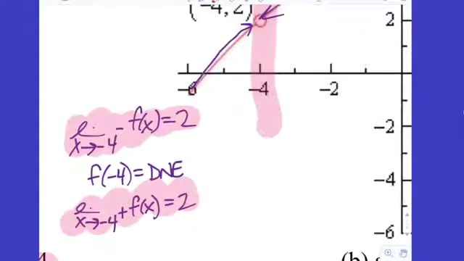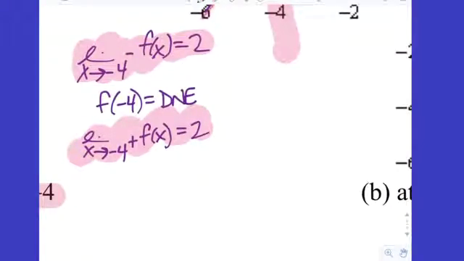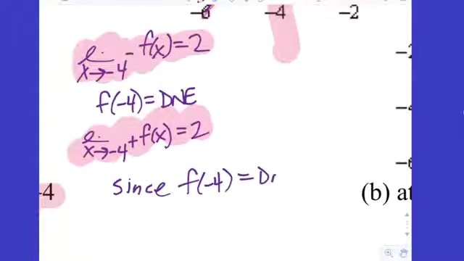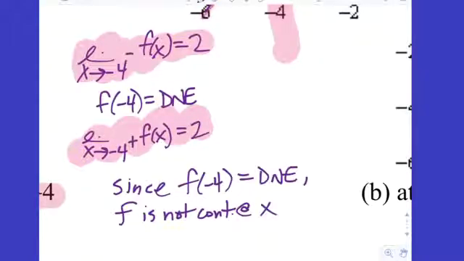When the limit from the left equals the limit from the right, but that does not equal the function value, whether the function value exists somewhere else or doesn't exist at all, we're going to have a removable point discontinuity. So now what's our answer? Since f of negative 4 equals DNE, f is not continuous at x equals negative 4.